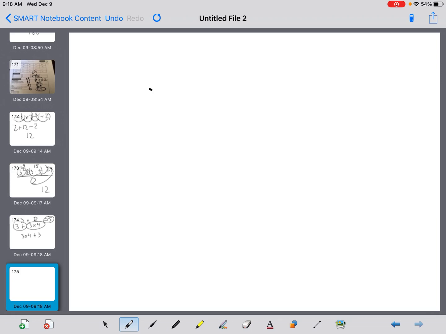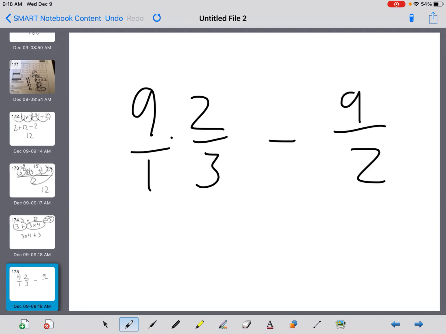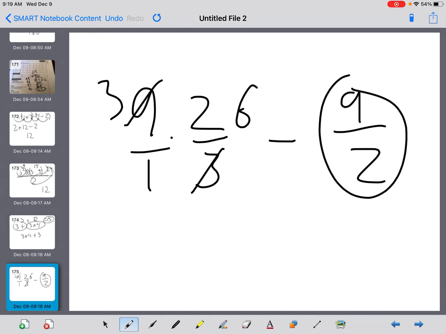And number 4, it says x is 9, y is 2/3. Letters next to each other mean multiply. And then I'm going to subtract from it a 9 over that 2 there. Okay, so step 1, 3 goes into 9 3 times. 3 times 2 is 6. Now I have 6 minus 9 over 2. Okay, so I'm going to simplify that by dividing. 2 goes into 9 4 times. I have 1 left over. So now I have 6 minus 4.5.